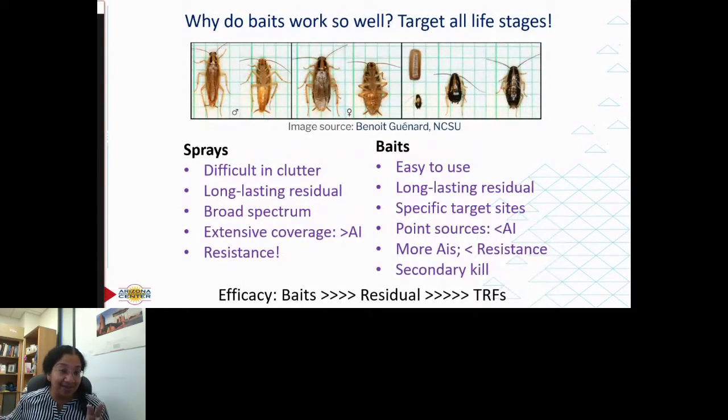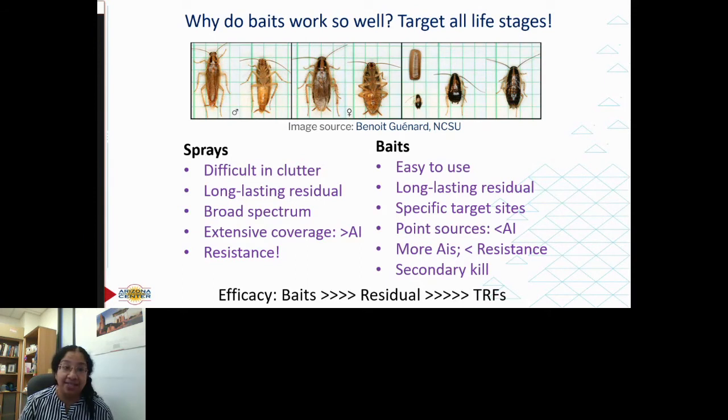Sprays are difficult in clutter, right? Many times our rooms are cluttered, creating lots of hiding places for cockroaches, but it's difficult for the spray to reach into those hiding places, right? Whereas baits will reach into all of those places, and I'll tell you how in a minute. Some sprays do have long lasting residue, like the active ingredient continues to be active for a while. But baits do that too. Baits have long lasting residual. Many sprays are broad spectrum, especially the over the counter sprays that you can buy. They're not only toxic to cockroaches, they're toxic to many other insects and other arthropods in the house, some of which are beneficial maybe. Some of them are not pests, but they kill them anyway.